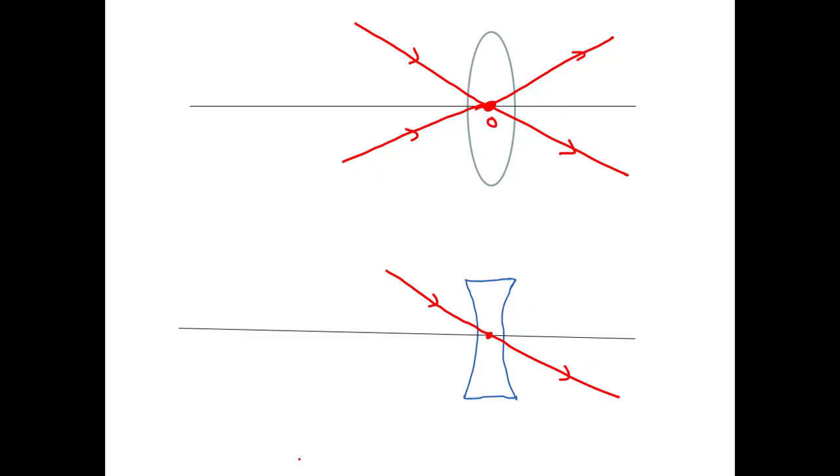So these are the 3 rules for drawing ray diagrams. In the next video, we will look at objects placed at different distances from these lenses, and we will use these rules of ray diagrams to locate the position and the nature of the image formed. That discussion we will have in the next video.